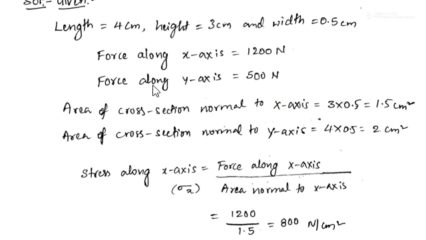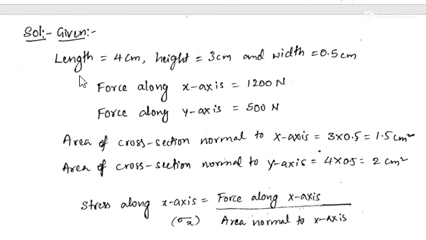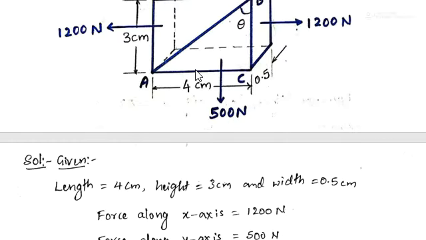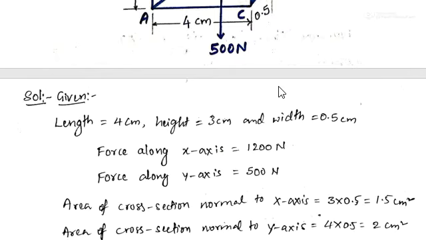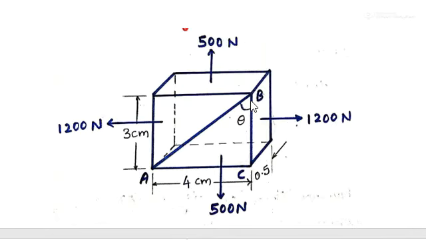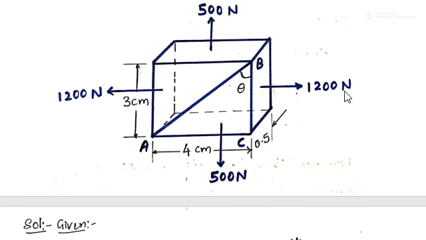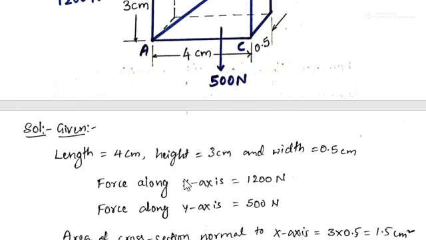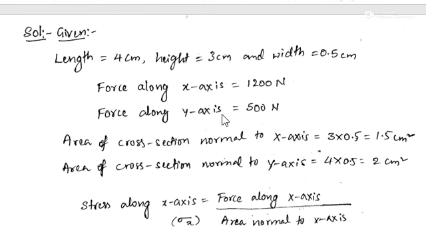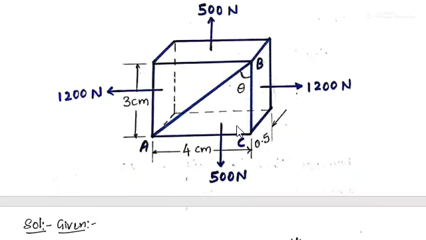And if you see here, we are seeing the given data. Length of the member is given 4 centimeters, height 3 centimeters, and width we have seen it is 0.5 centimeters. And we have assumed this is the x direction and force in x direction 1200 newtons, force in the y direction 500 newtons. So here I told to find out normal and shear stresses on this oblique plane. That's our final aim. We have to find out stress in x direction and y direction, sigma x and sigma y.